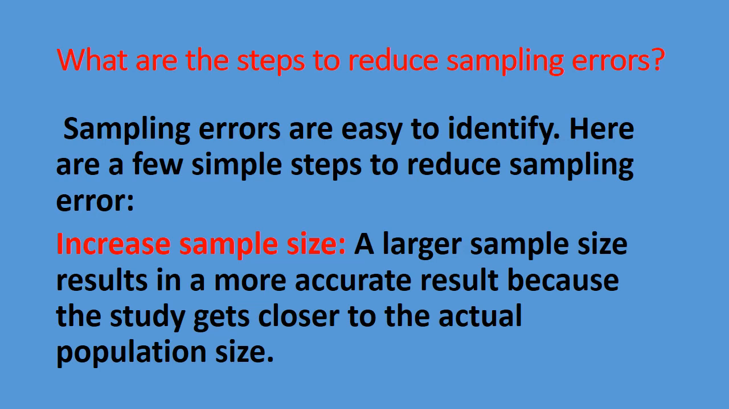This can be achieved by proper and unbiased probability sampling, and also by using a larger sample. So there are two ways we can minimize the sampling error. One, we should have a larger sample size. Second, we have to go for better probability sampling. However, to minimize sampling bias, we should follow certain steps. First is to increase the sample size. A larger sample size results in a more accurate result because the study gets closer to the actual population size.